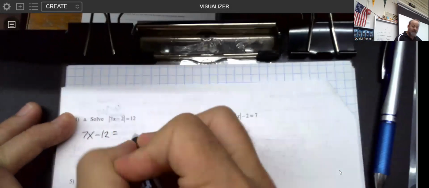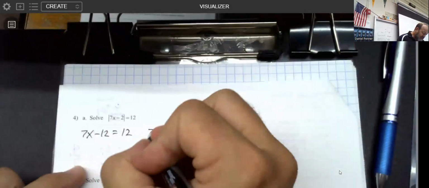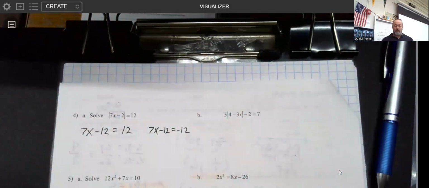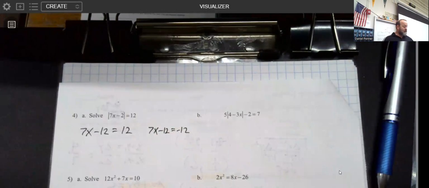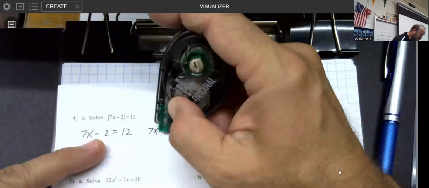So that means this 7x minus 12 sitting here might have been positive 12, but it's entirely possible that that 7x minus 12 could have originally been negative 12 to start with, right? That's what happens with those problems. And I just realized I miswrote that question. It's just minus a 2, isn't it? Let me fix that.